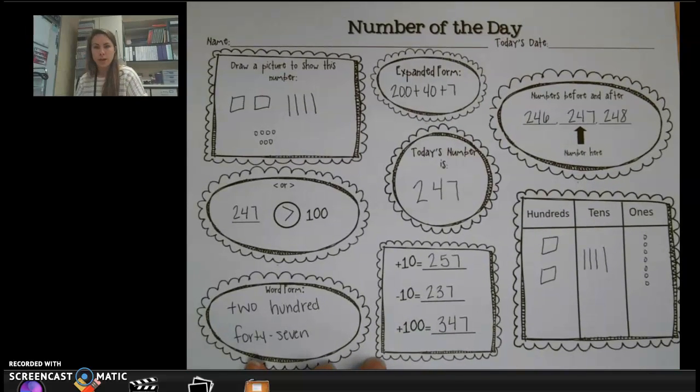And this is a great way to practice those place value ideas so that we don't forget them. So since we learned them in the beginning of the year, we want to keep reviewing so that we keep it fresh in our brain.